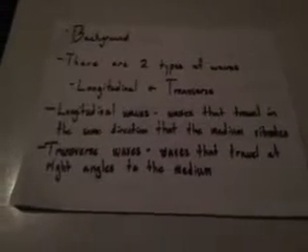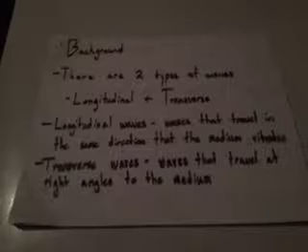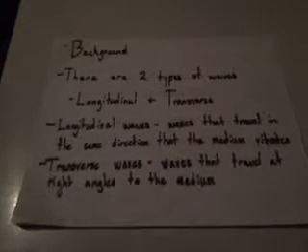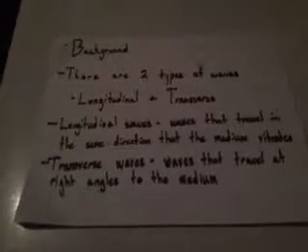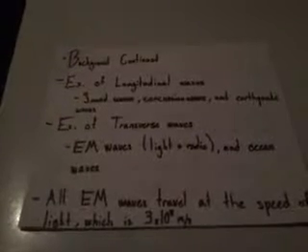Background. There are two types of waves, longitudinal and transverse waves. Longitudinal waves are waves that travel in the same direction that the medium vibrates. Transverse waves are waves that travel at right angles to the medium. Background continued. An example of a longitudinal wave is sound waves, concussion waves, and earthquake waves. Examples of transverse waves are all EM waves, which are light and radio waves, and ocean waves.